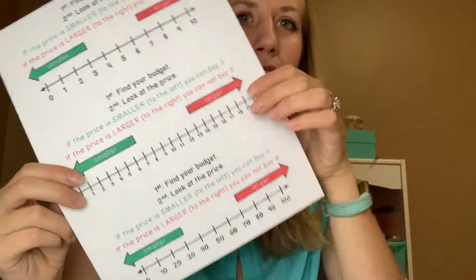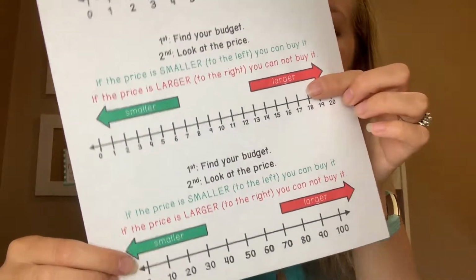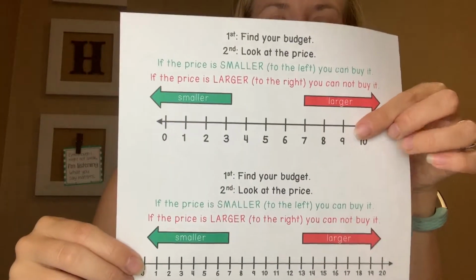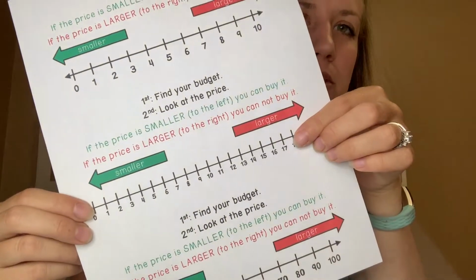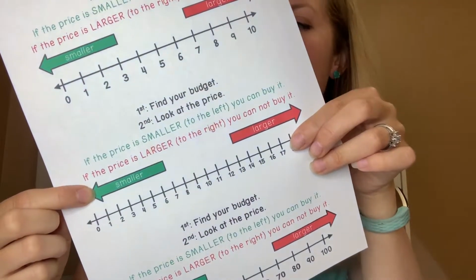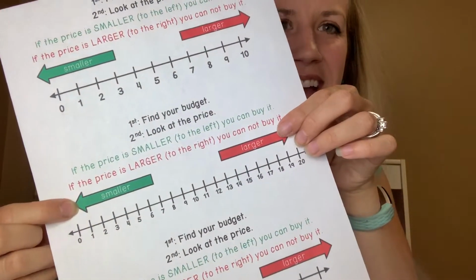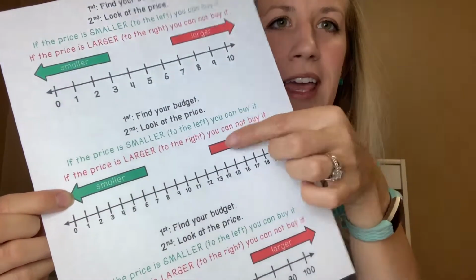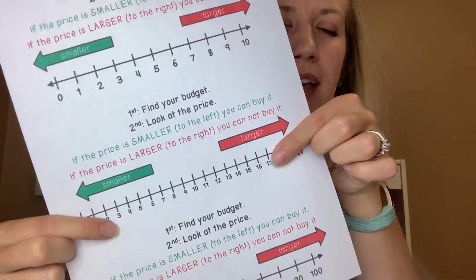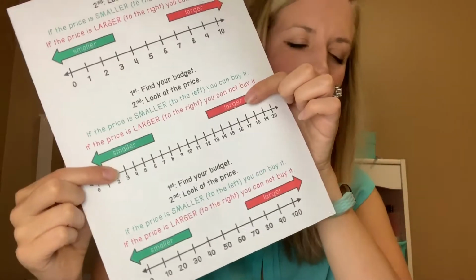You can see the different number lines here. So when students were getting ready to shop, they would take one of these and circle their budget, and then color all of the numbers to the left green, all the numbers to the right red. And then as they were shopping around, they could find the price of an item and see, do I have enough money? Is it green or is it red? And that was a very helpful visual for them.